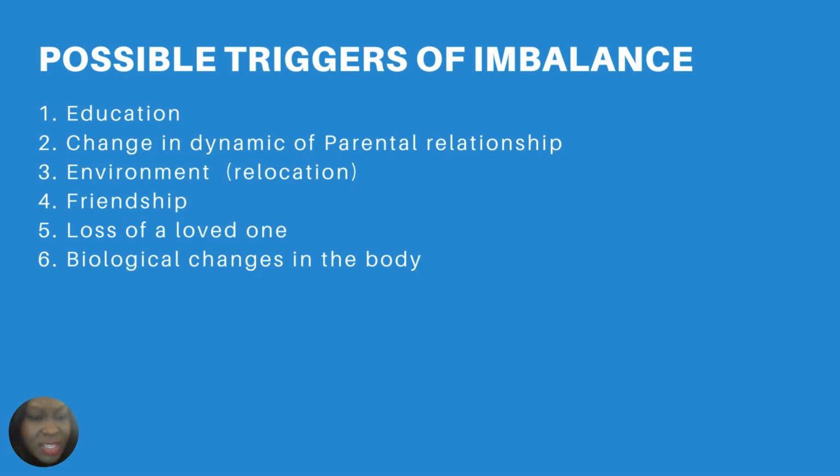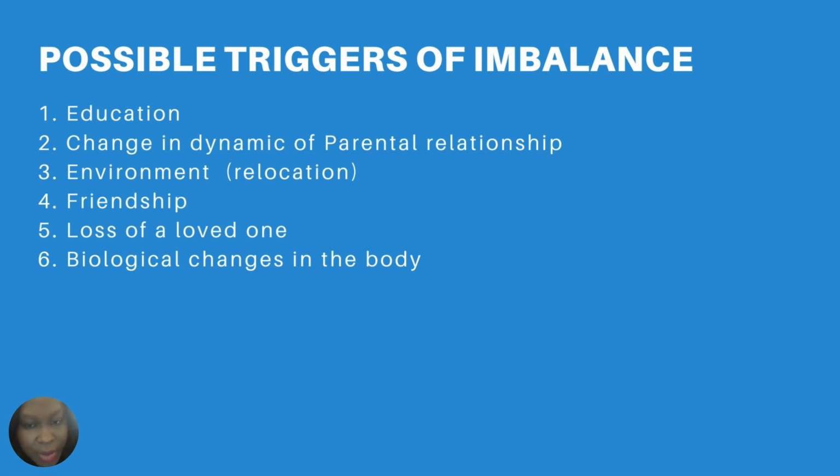But next, we're going to look at what can trigger this emotional imbalance, right? What can trigger this? So, firstly, we have education, because that's a big part of what's going on in early childhood, in early years, change in the dynamics of parental relationships, environmental factors such as relocation, change in friendship groups, change in the dynamics of friendship groups, loss of a loved one, biological changes to the body. These are things that can trigger emotional imbalances. And these are just little things. With biological changes in the body, a lot of that is happening in the adolescent years.